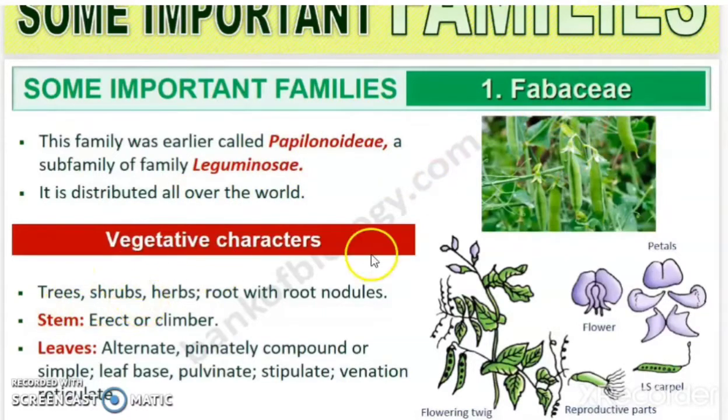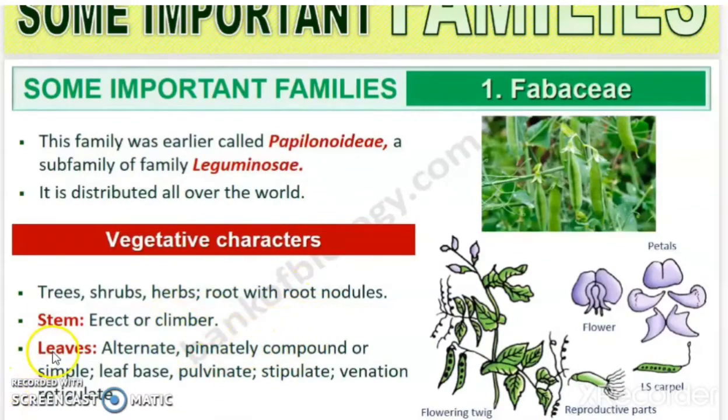And if you take the vegetative characters, before that we should know the habitat of these plants. These are distributed all over the world, seen everywhere. And if you see the vegetative characters, they are present as trees, shrubs, herbs, with roots having root nodules also. I hope you remember the roots with root nodules. Roots will have small spherical structures on them, called root nodules. And if you take the case of the stem, they are erect or climbers. Either they will be erect, or there are a few species which act as climbers also.